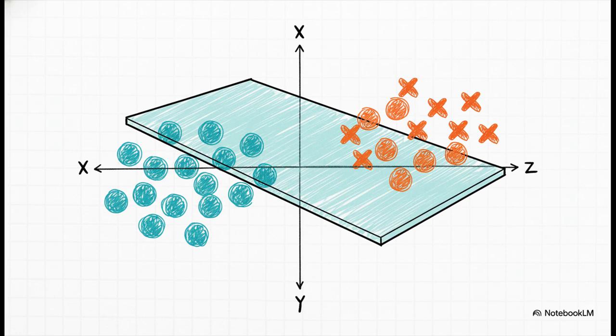So what if we add a third feature? Well, now we're not in a flat 2D world anymore. We're in 3D space. And our boundary, it's not a line anymore. Now it's a flat sheet, a plane, that slices right through that 3D space.